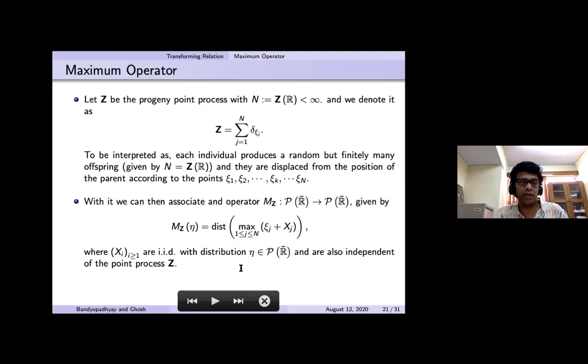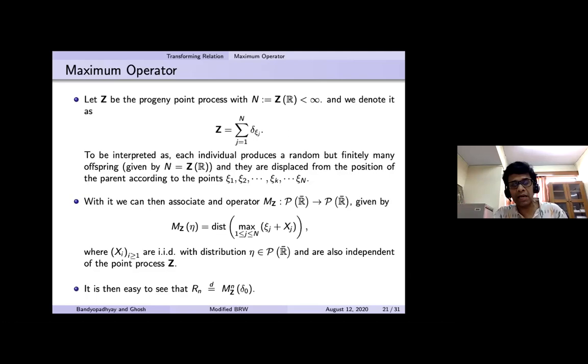Now it is very simple to observe that the rightmost position of the classical branching random walk is the n-fold application of this operator on delta zero, because it started with a particle at the origin.